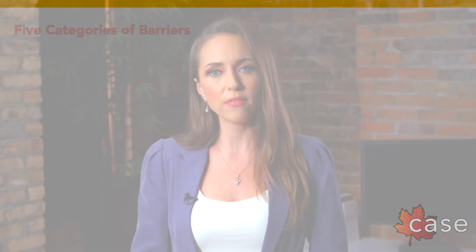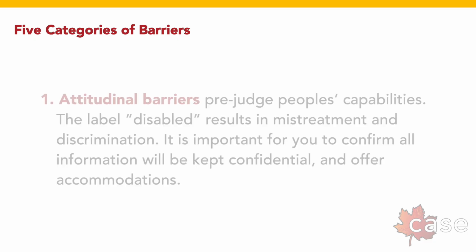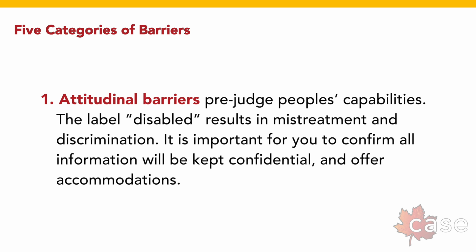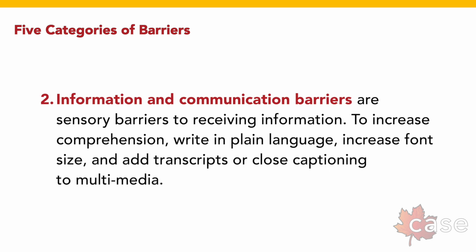Before you rewire and reset your company, you need to be aware of 5 categories of barriers. 1. Attitudinal barriers prejudge people's capabilities. The label disabled results in mistreatment and discrimination. It is important for you to confirm all information will be kept confidential and offer accommodations. 2. Information and communication barriers are sensory barriers to receiving information. To increase comprehension, write in plain language, increase font size, and add transcripts or closed captioning to multimedia.